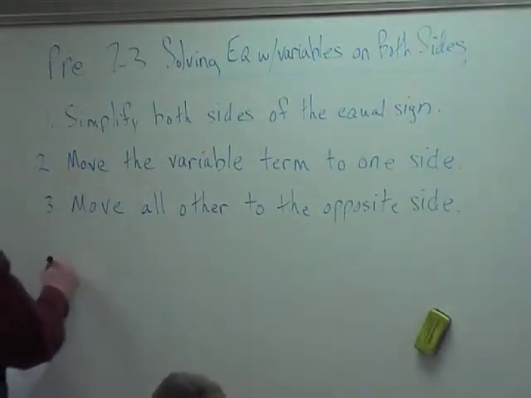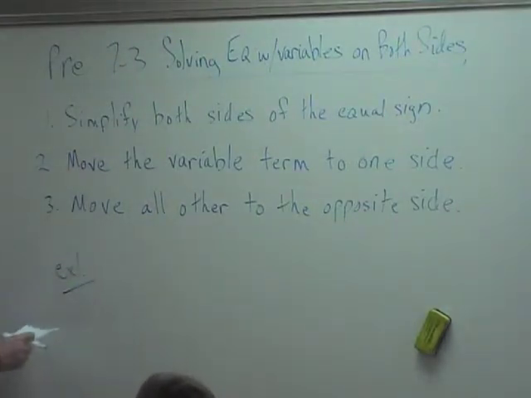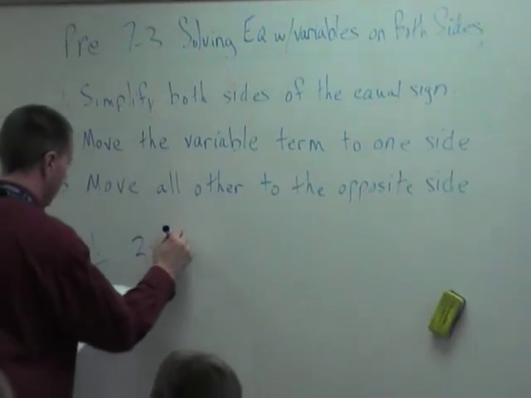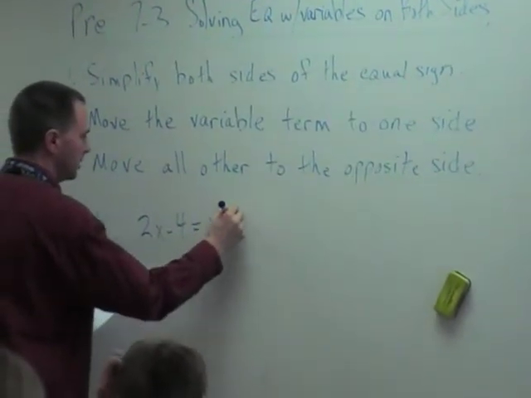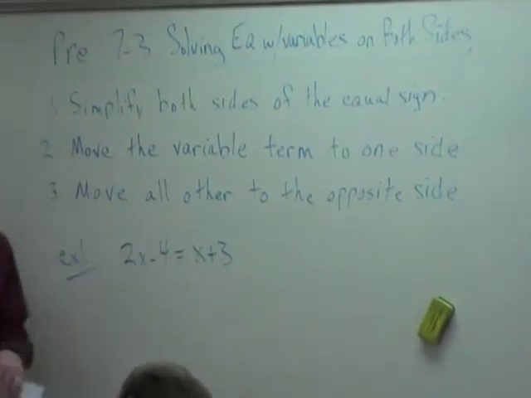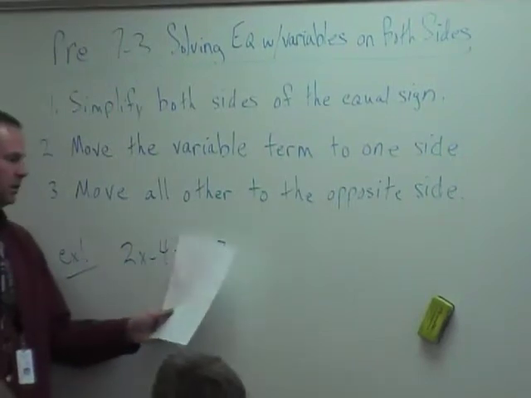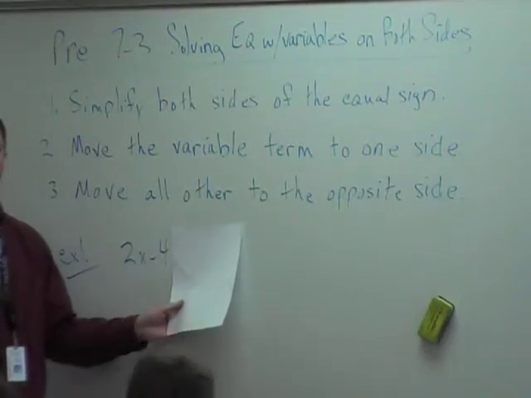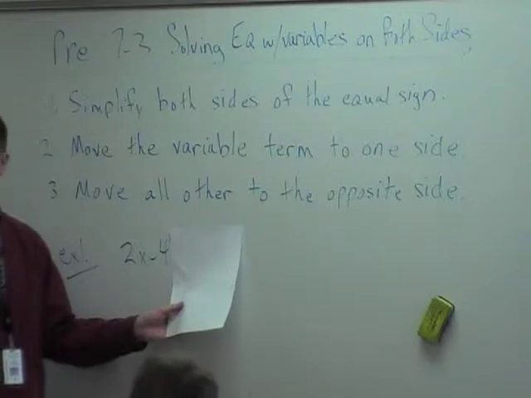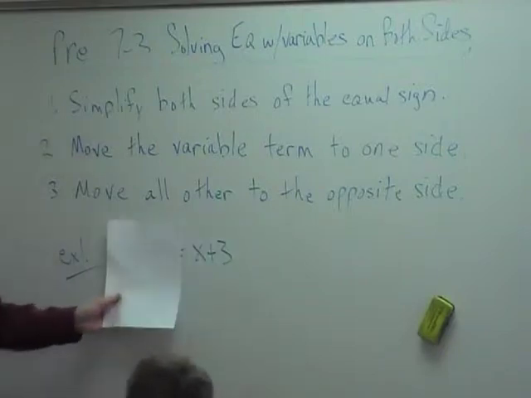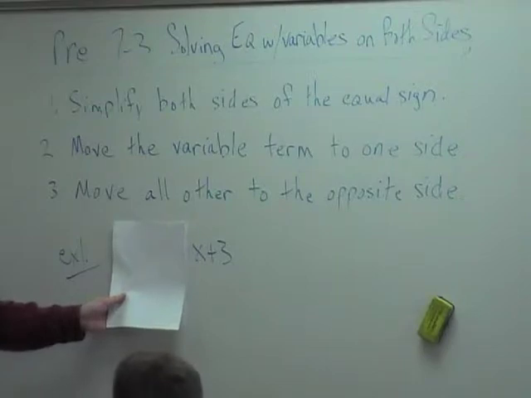Let's do example 1. 2x minus 4 equals x plus 3. So the first thing you do, look at the left side. Does it need to be simplified? You cannot put those together. The 4 does not have an x with it. What about the right side? Alright, so number 1 is done.